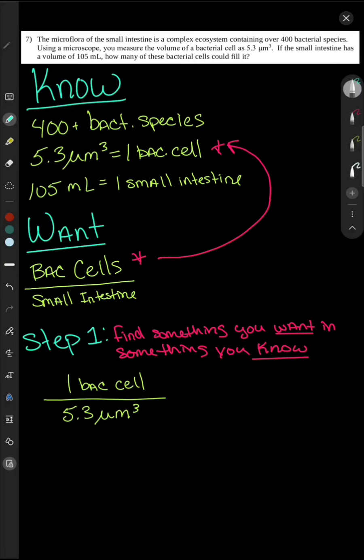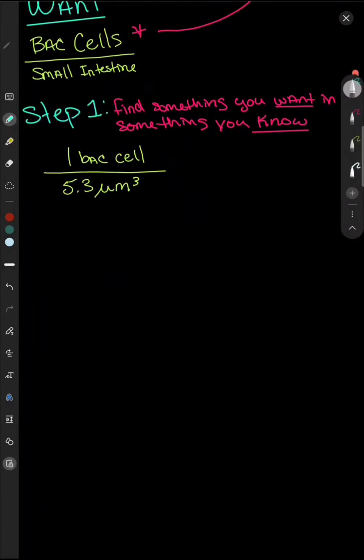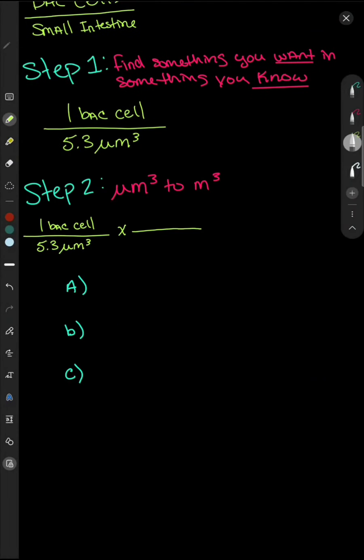We are now ready to move to step 2, converting micrometers cubed to meters cubed. When beginning your conversion, the first step is to write your prefix followed by its meaning. In this case, we are interested in micrometers, which equal 10 to the negative 6th. The next step is to honor the original units. In this case, meters, which we will be adding to both sides of this equation.